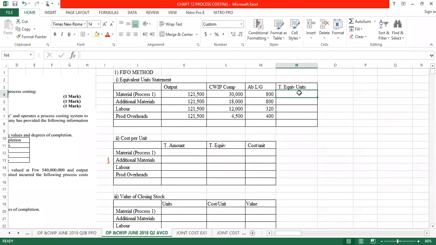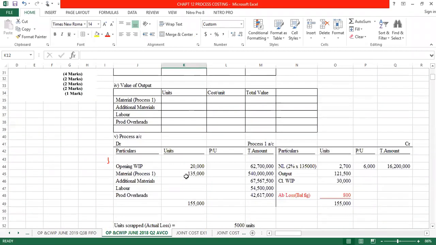So what is the total equivalent? This plus that plus that. So what does it give you? 152. So that is the total. So we bring it here also, 152, and we just scroll down to save time. So materials from process 1. What is our materials from process 1? 540, remember to minus the loss.